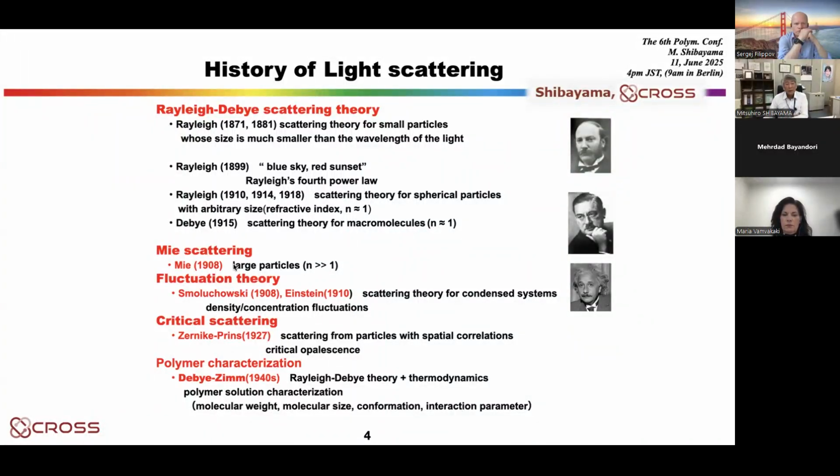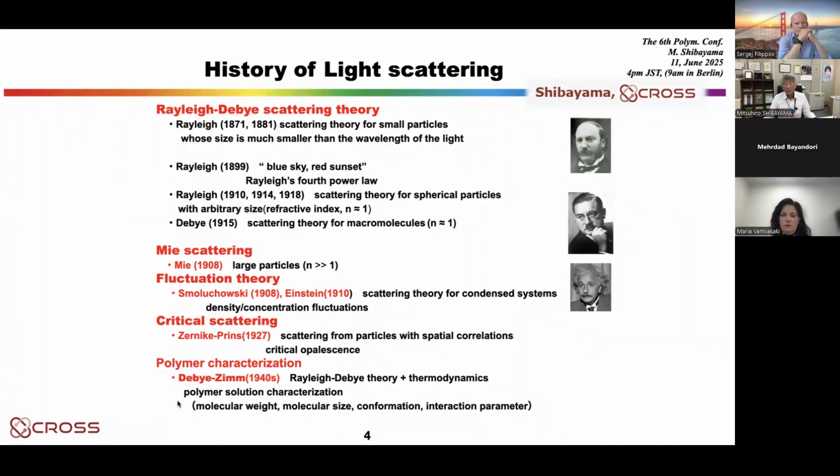On the other hand, Mie proposed the theory of Mie scattering, for large particles where the refractive index is much larger than unity. Fluctuation theory was by Smoluchowski and Einstein, the scattering theory for condensed systems and density and concentration fluctuations. You may also know critical scattering by Ornstein and Zernike, scattering from particles with spatial correlations near the critical point, with critical divergences. Polymer characterization was developed by Debye and Zimm, which is the combination of Rayleigh-Debye theory plus thermodynamics.